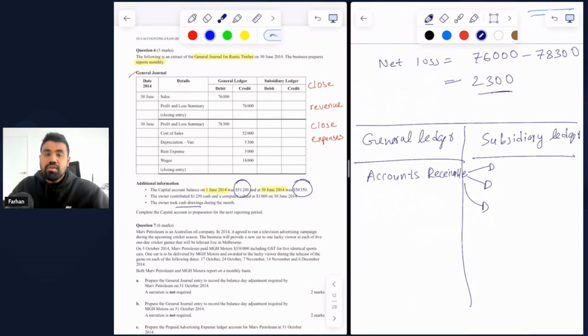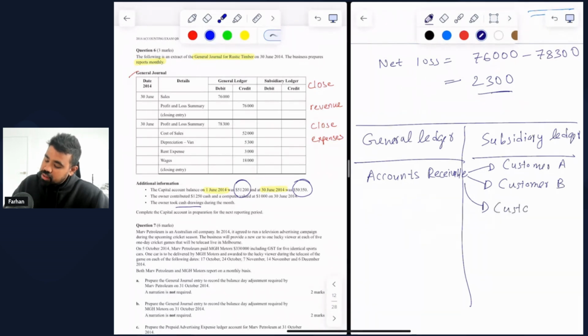Let's say the only 3 credit customers of the business are customer A, customer B, and customer C. So in the subsidiary ledger, we are going to have accounts for each of these customers where we show all the individual transactions that we have done with each of these credit customers. All right, so I believe you got the idea. So subsidiary ledger is a more detailed record of individual customers that are involved.